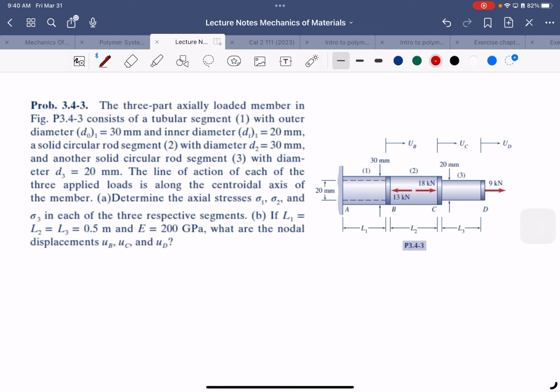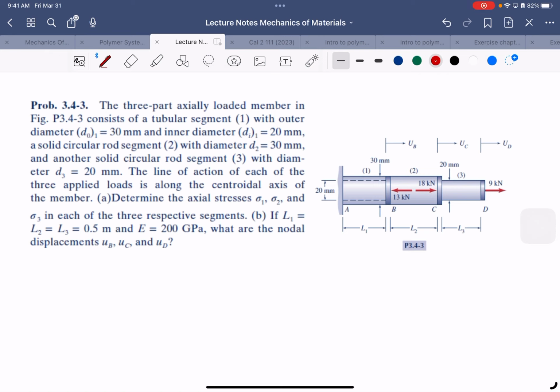So it's a tubular segment, the first one. And then a solid circular rod segment. So the first one is hollow, it has a hollow here. This one is solid. And the third one is also solid, but a different diameter. And the line of action of each of the three applied loads is along the centroidal axis of the member. And this, I think, is a pretty good assumption.